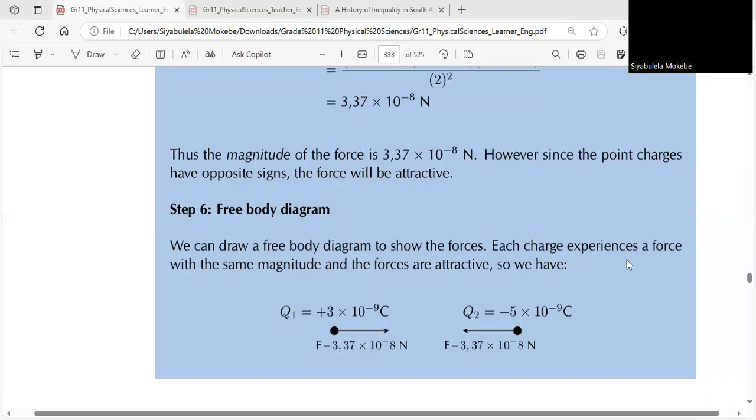Each charge experiences a force with the same magnitude and the forces are attractive. So we have this.